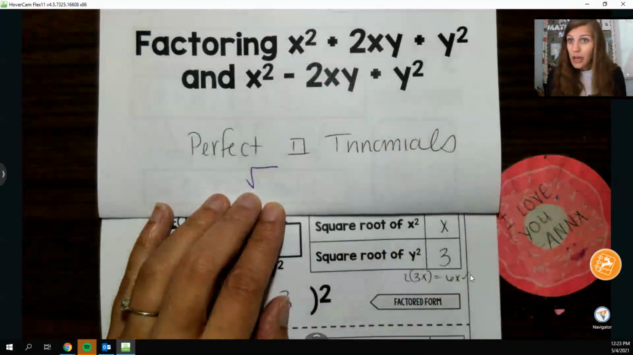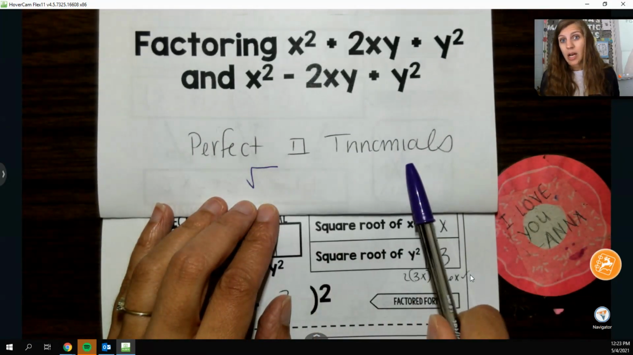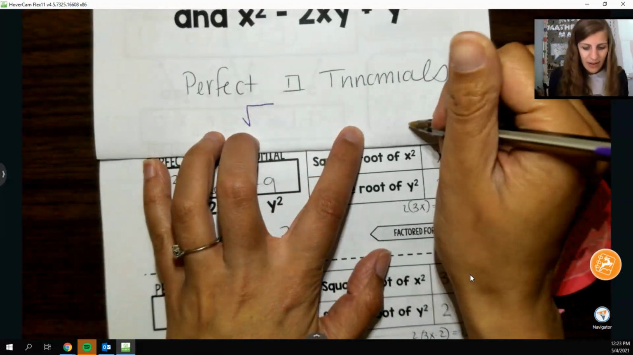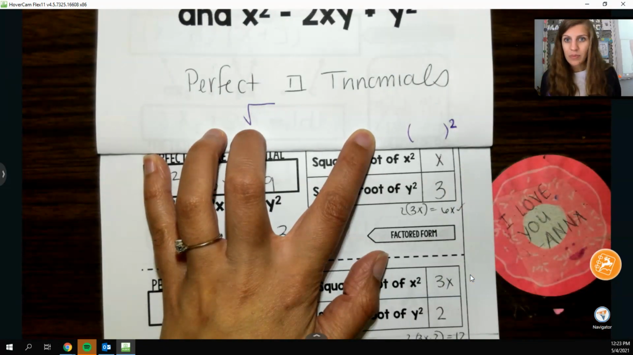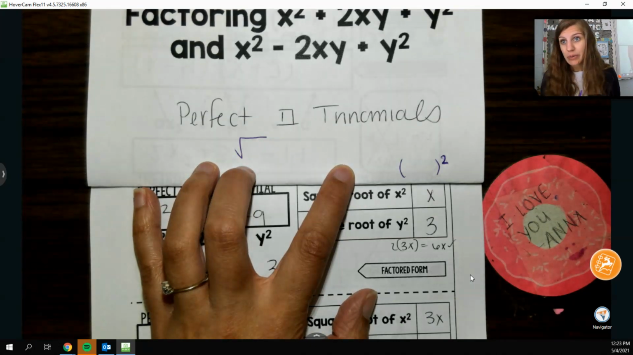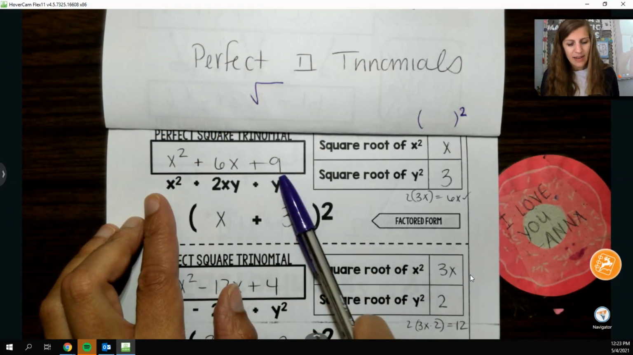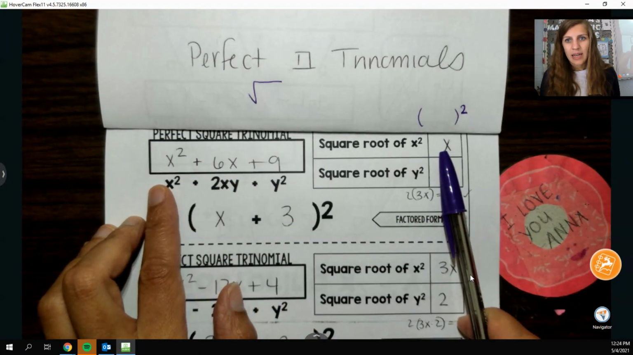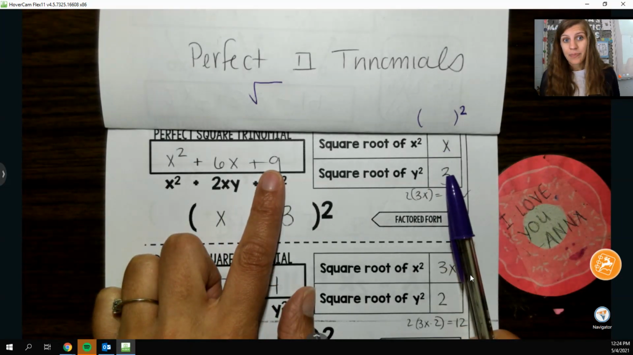And we kind of had two patterns with that. If I had some square rooty numbers on a trinomial, then whenever I got my answer, it was always parentheses squared. But I had to follow the pattern. Like I had to be able to square root the first one, square root the last one. So for example, if I have x squared plus 6x plus 9, I can take the square root of x squared, it's x. And I can take the square root of 9, it's 3.